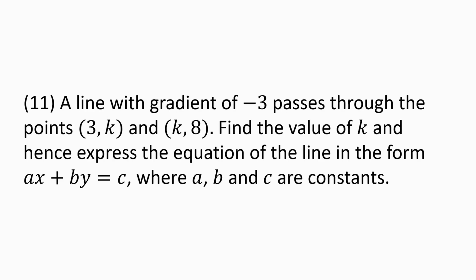Question 11. A line with gradient of -3 passes through the points (3, k) and (k, 8). Find the value of k and hence express the equation of the line in the form ax + by = c, where a, b, and c are constants. So we've been told the gradient is -3 and the line passes through the points (3, k) and (k, 8). So the first step is to find the value of k.